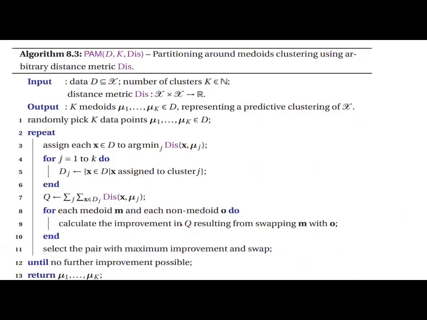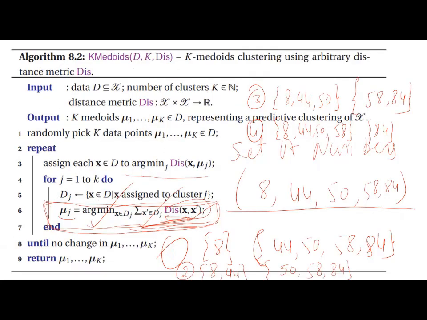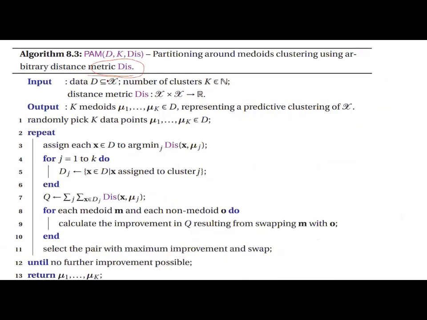Now the medoid: partitioning around medoids, clustering using an arbitrary distance metric. Earlier we used distance to every point, but here we use an arbitrary distance metric, and we are not going with every point; we are limiting ourselves. We form the different clusters, like 8, 44, and so on. Now we find Q, the sum of distances of x from mu_z. For each medoid m and each non-medoid O, calculate the improvement in Q resulting from swapping m and O.